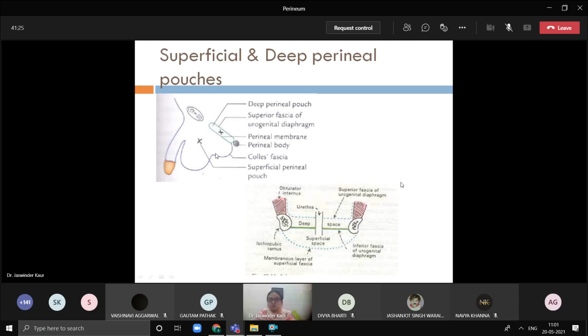Here they have shown this one as the superficial perineal pouch because this one is the Colles fascia. This is the perineal membrane. This is the superior layer of the urogenital diaphragm, and this one is a deep pouch. So these 3 layers: this is the Colles fascia, this is the perineal membrane, this one is the superior layer of the urogenital diaphragm. All these 3 layers meet posteriorly at the perineal body.